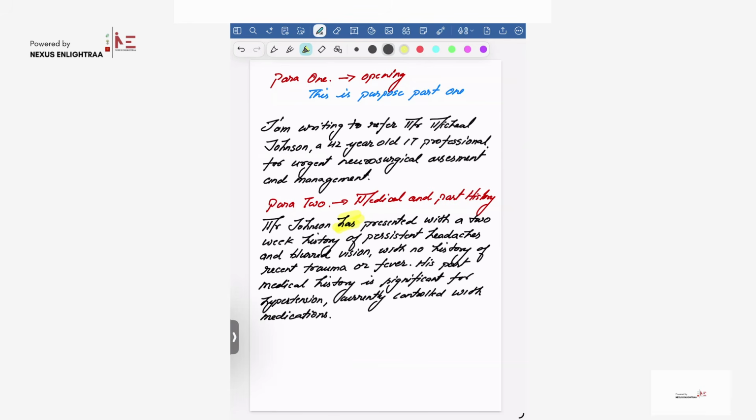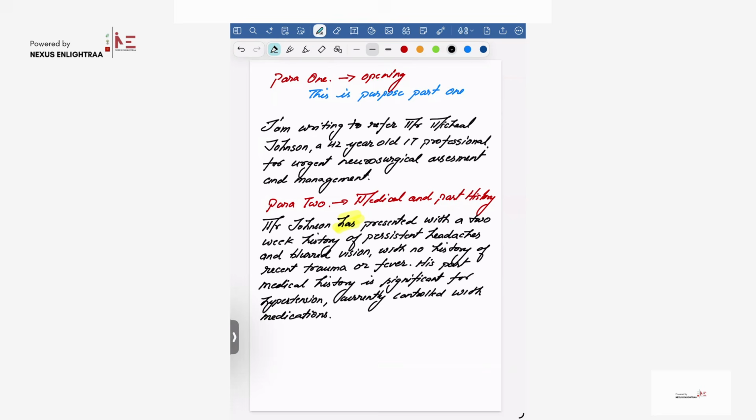I've seen a lot of people writing was here. So it should not be was, it has to be has. Mr. Johnson has presented with a 2-week history of persistent headaches and blurred vision, with no history of recent trauma or fever. Full stop. His past medical history is significant for hypertension, currently controlled or managed. You can also write managed, currently controlled with medications.